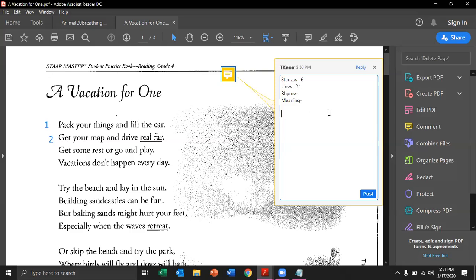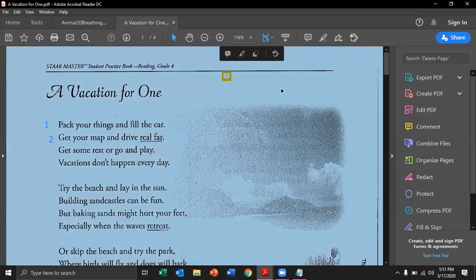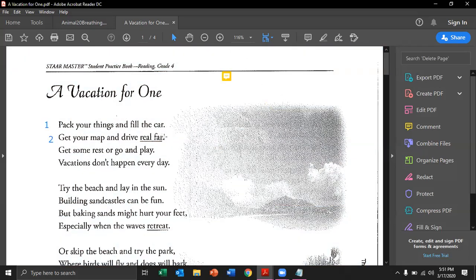All right, so now we're going to read. And so pack your things and fill the car. Get your map and drive real far. And we know that when we're talking about real far, we can see that this is underlined, meaning it's going to be a question about this. So I'm going to highlight that.